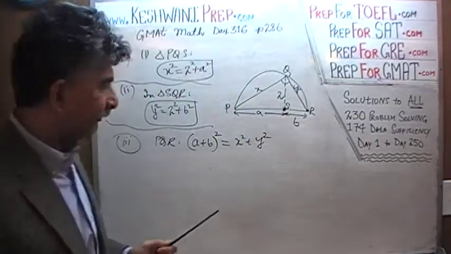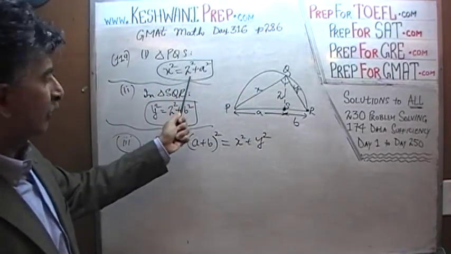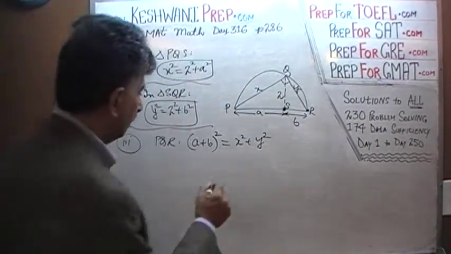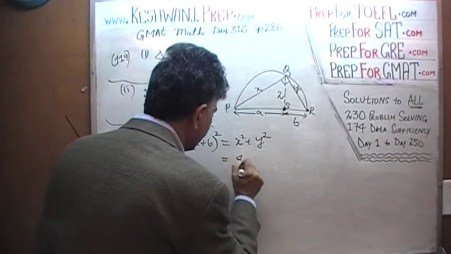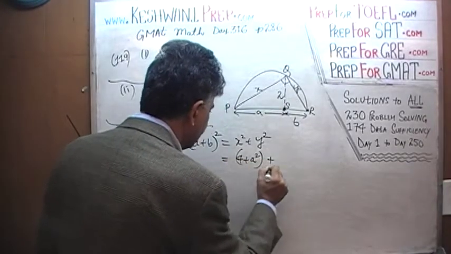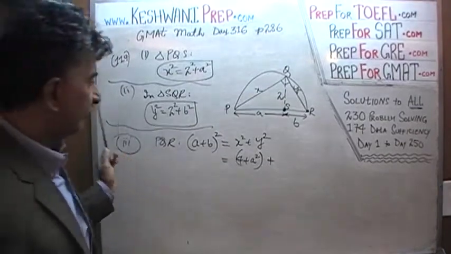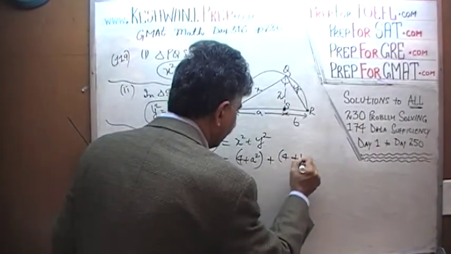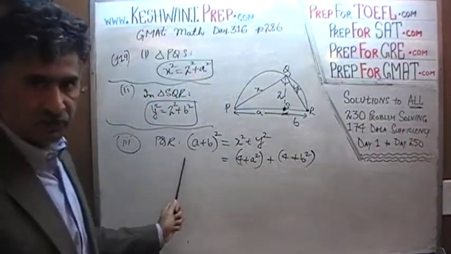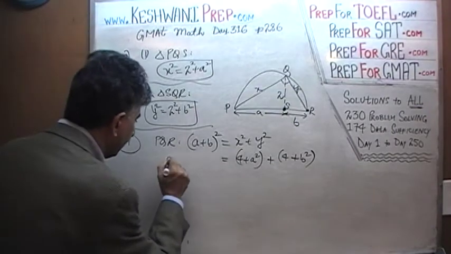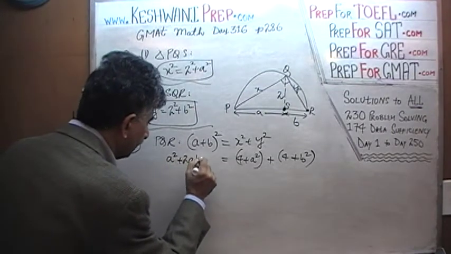Okay, just watch what happens. We already know what X squared is. X squared is right here, which is 4 plus A squared. Similarly, we know what Y squared is. Y squared is 4 plus B squared. And let's open this parenthesis, A plus B whole squared, which is going to be A squared plus 2AB plus B squared.